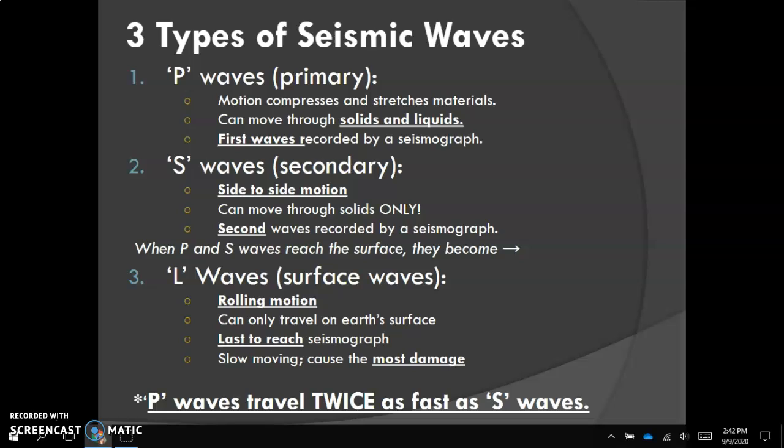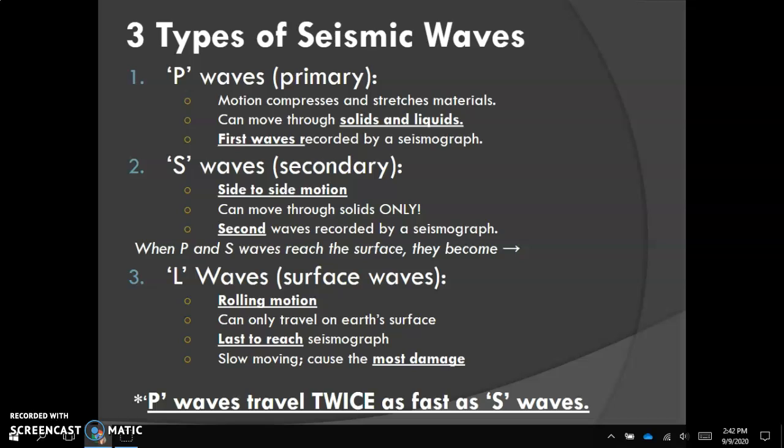Well, remember I said, how do we even know that the outer core is liquid? Because there's no possible way for us to drill down into the earth and see it. We just don't have the technology. It's too hot. Well, we know because scientists can monitor these seismic waves.